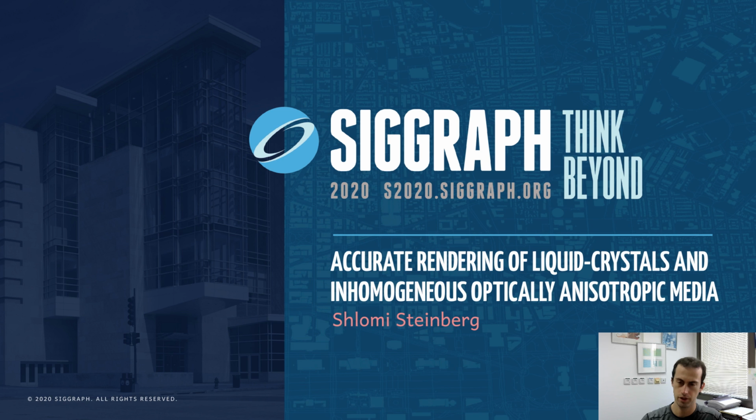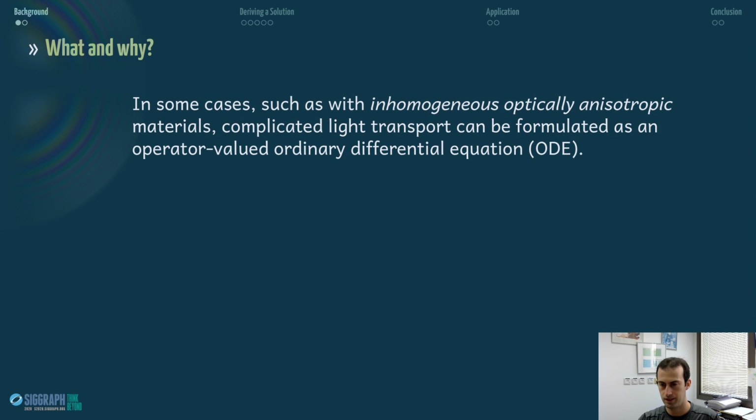Today I will be doing this post-apocalyptic presentation of my paper, Accurate Rendering of Liquid Crystals and Inhomogeneous Optically Anisotropic Media. In the paper, I describe a technique to render liquid crystals. Liquid crystals are incredibly useful and truly are a fascinating class of materials, a class known as optically anisotropic materials.